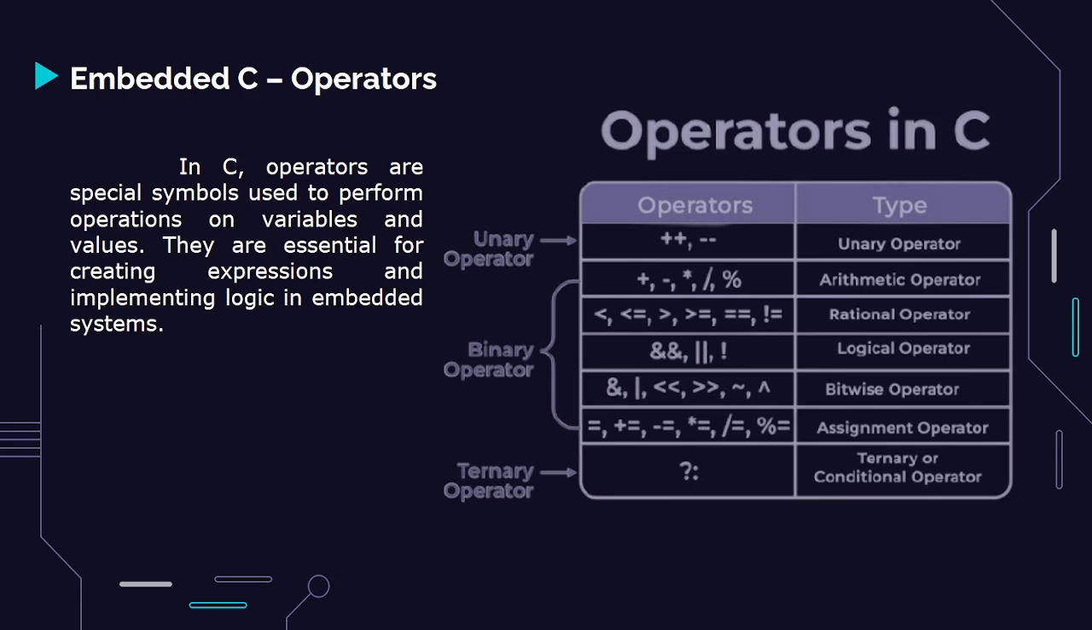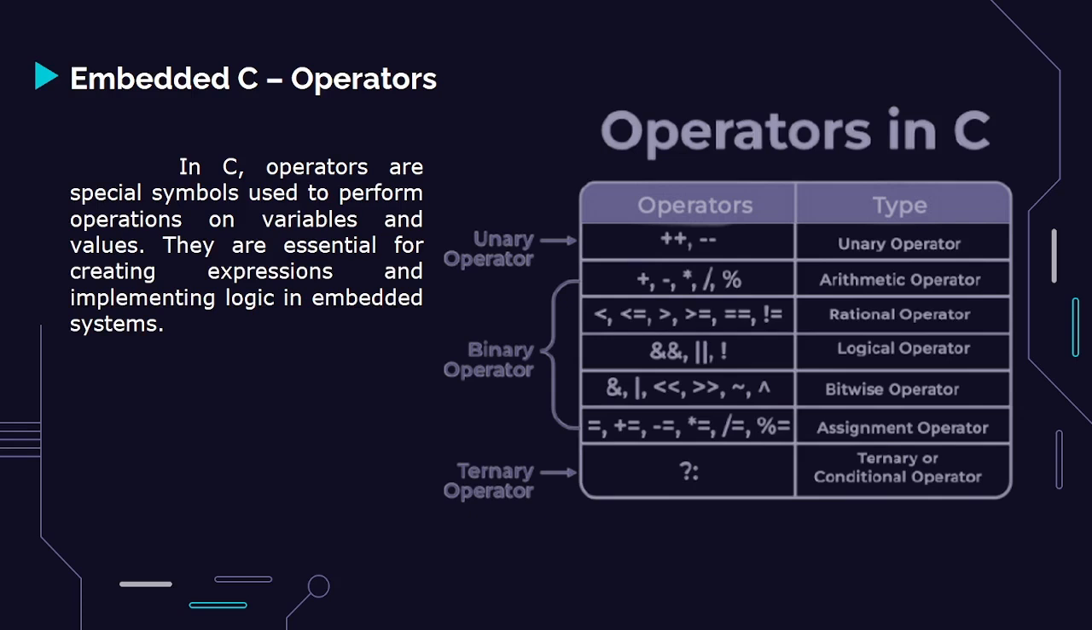Unary operator works on a single operand, used for incrementing and decrementing a value. And binary operators operate on two operands and are further divided into arithmetic operator, relational operator, logical operator, bitwise operator, and assignment operator.